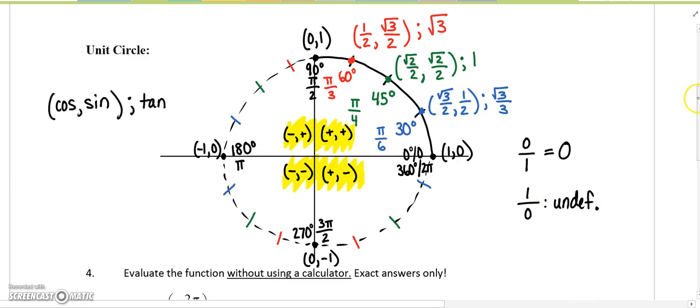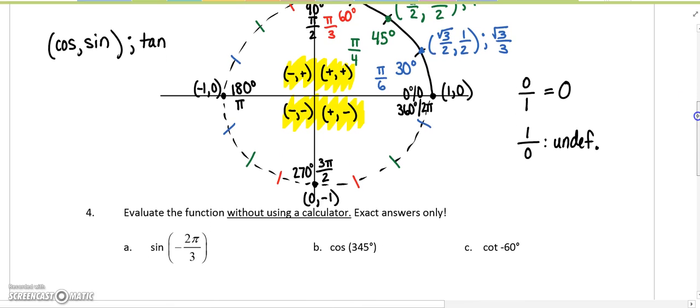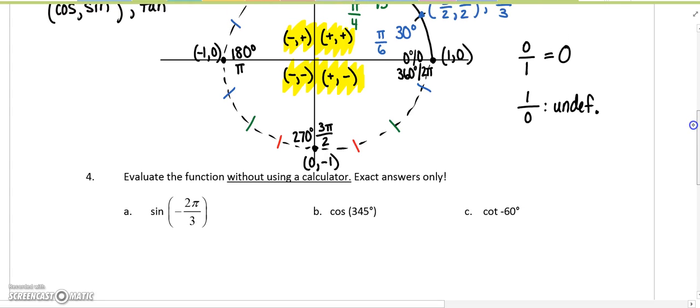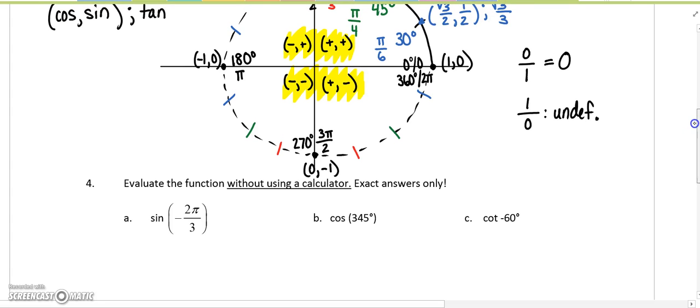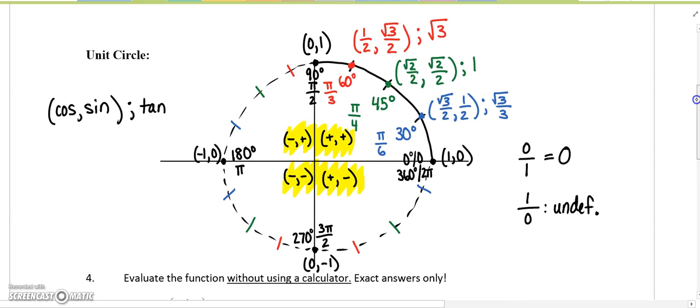Okay? So the whole purpose of this unit circle is to help us evaluate trig functions, just like the problems right below. So it says evaluate the function without using a calculator. Exact answers only. So the only way to do it without using a calculator is to know your unit circle. So I'm going to be looking back at this.